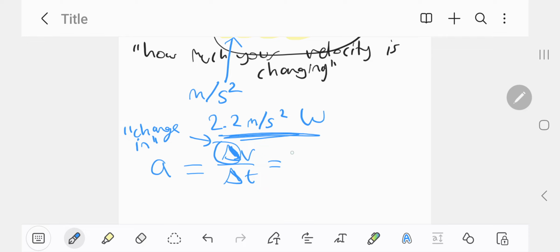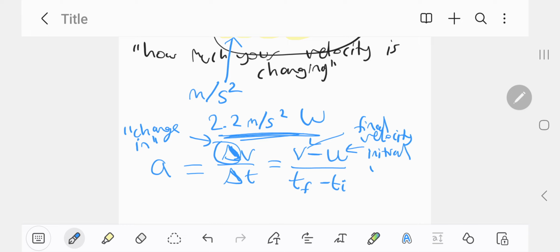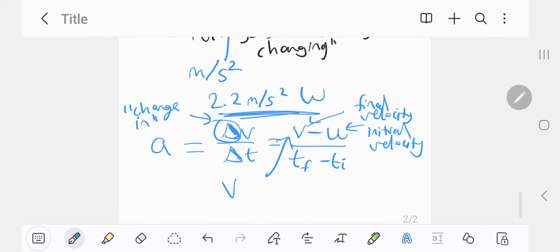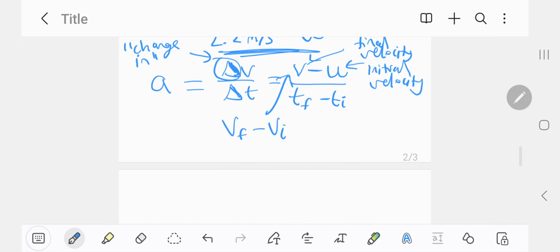Delta V, the change in velocity, is your final velocity V minus your initial velocity U. And delta T is usually the final time minus initial time. That is your final velocity. And that's your initial velocity. You can also use, just a note for the numerator, V sub F minus V sub I, where V sub F is the final velocity and V sub I is the initial velocity. You can use that. Okay, so acceleration is how much your speed's changing over time.